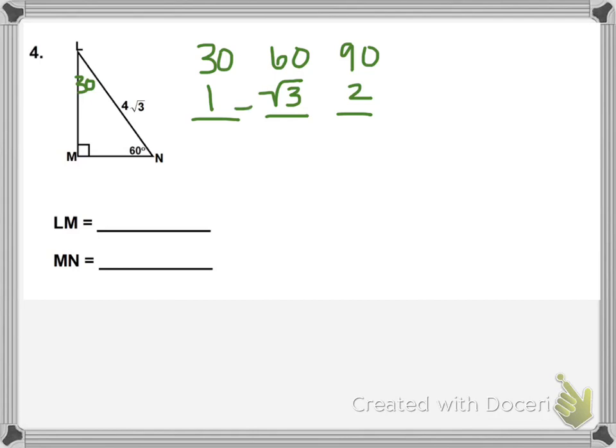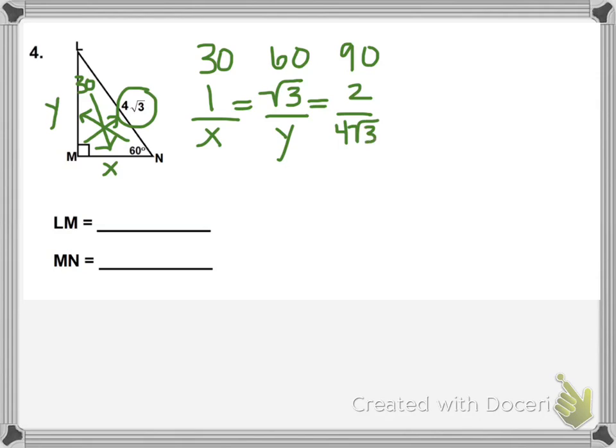Draw your fraction bars, put your equal signs, and let's go ahead and put the sides that are across from these angle measures. Across from the 30, I don't know its length, let's call it x. Across from the 60, I don't know its length, I know it's different than the x, so let's call it y. And then across from the 90, I've got this 4 square root of 3.